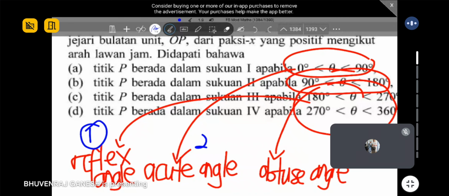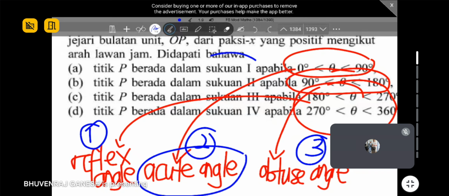Basically, the question will come like this. There is an angle and they tell you that theta is an acute angle. Theta tu adalah sudut tirus. So kamu kena automatically tahu sudut tirus, sukuan pertama, first quadrant. Mereka takkan bagi tahu theta tu dalam kuadran pertama. Dia akan cakap theta adalah sudut tirus. Kamu kena interpret sendiri sudut tirus tu dalam kuadran pertama. Faham tak maksud saya?